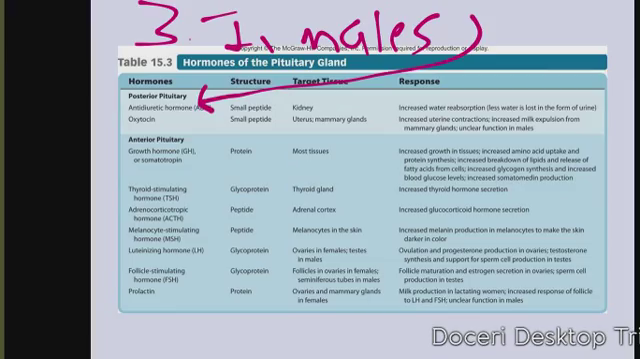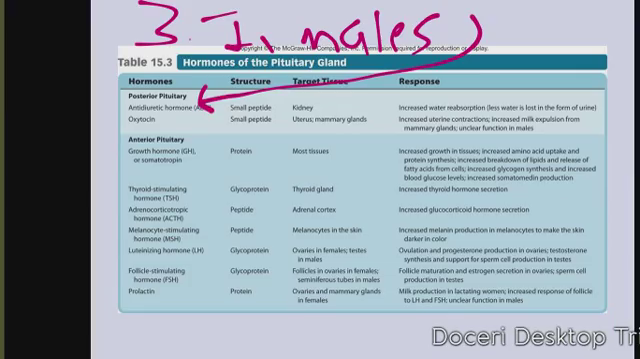Adrenocorticotropic hormone increases the glucocorticoid hormone secretion from the adrenal. MSH targets melanocytes within the skin and increases the melanin production to make the skin darker in color. Luteinizing hormone is a glycoprotein.